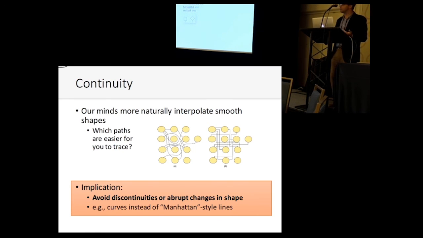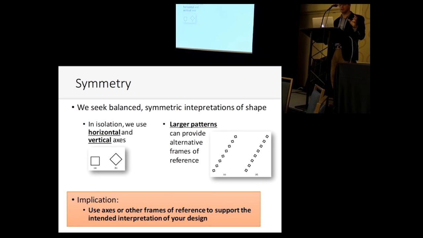Another concept is symmetry. When we look at our marks, we often mentally seek balanced, symmetric interpretations of how we see shapes. Okay? So in isolation, when we look at our marks, we think about horizontal and vertical axes to ground ourselves. So in the figure here, on the left, you probably see a square, and on the right, you see a diamond. But those don't exist just in isolation. If we line these up and tilt them, then those larger patterns can define alternative frames of reference.